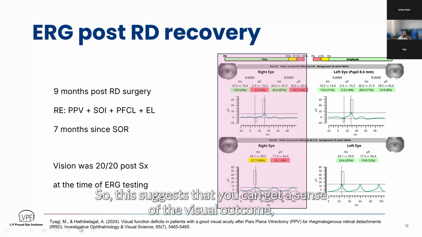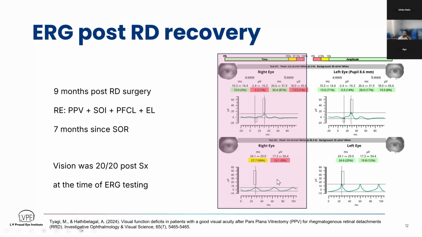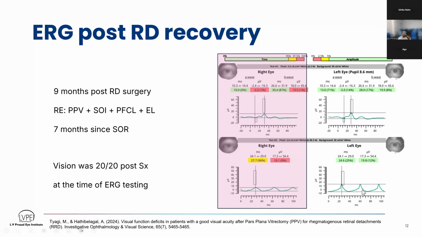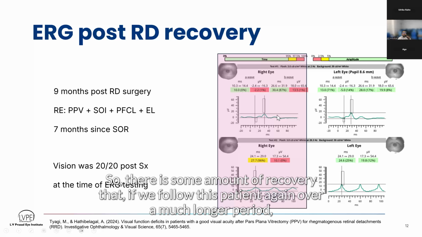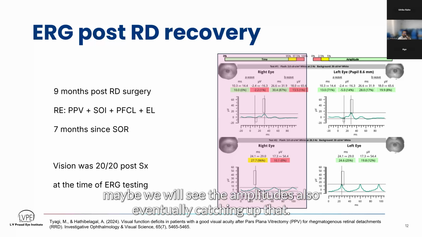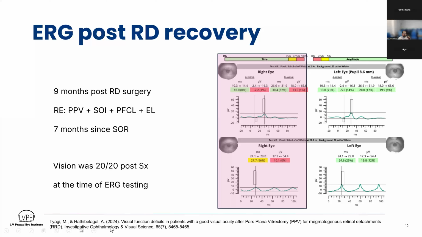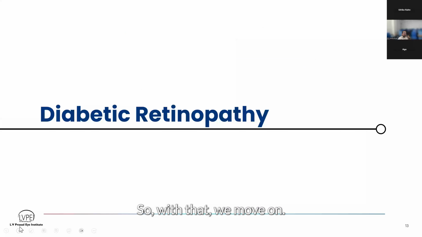So this suggests that you can get a sense of the visual outcome. Despite the acuity being 20/20, the function of the retina has not yet fully reached its full potential. Right? So there is some amount of recovery that is probably ongoing. If we follow this patient again over a much longer period, maybe we will see the amplitudes eventually catching up. We don't know at this point of time, but it is possible that amplitudes will continue to improve further. So with that, we move on.